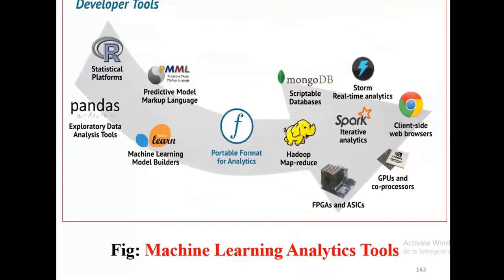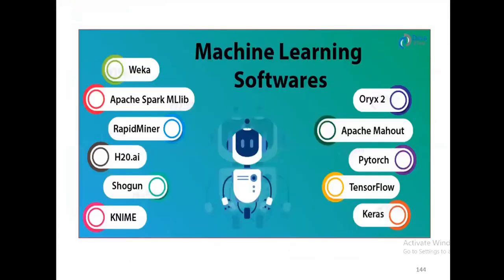So these are the machine learning tools we are using. Statistical platforms, pandas, exploratory data analysis, predictive model markup language, machine learning model builders, portable formats for analytics, Mongo database, especially for unstructured data, scriptable databases, Hadoop MapReduce for programming in Java, Spark, especially in Scala, Python, or Java, it supports. Storm, real-time analytics, FPGA and ASICs we are using, GPUs and processors we are using. In machine learning software, we are using Weka, Apache Spark, RapidMiner, H2O, Shogun, Apache Mahout, PyTorch, TensorFlow, Keras.